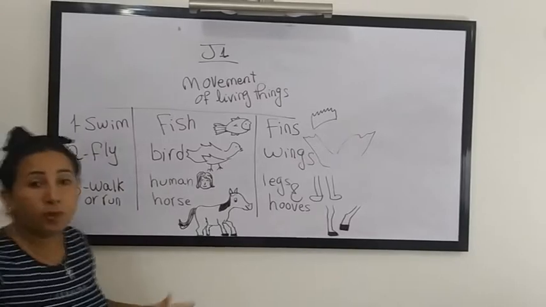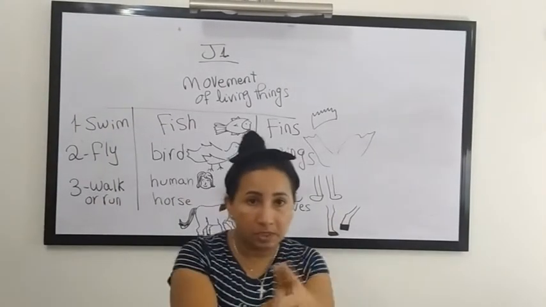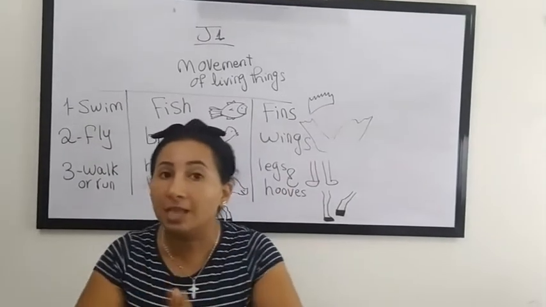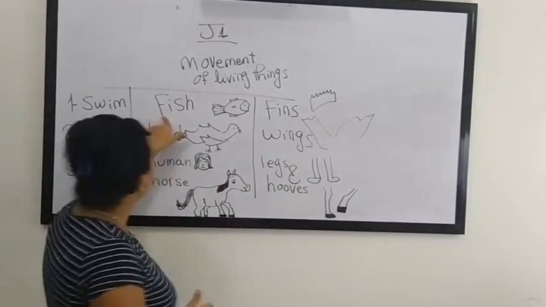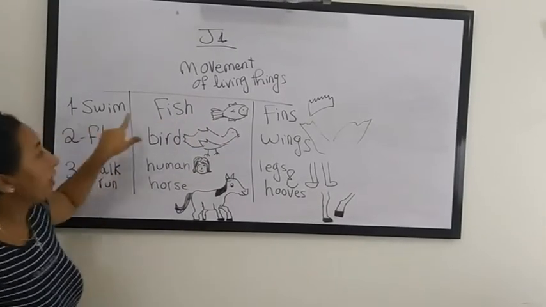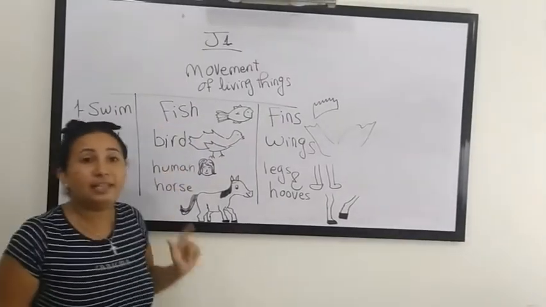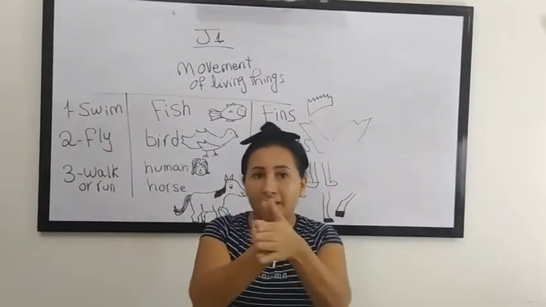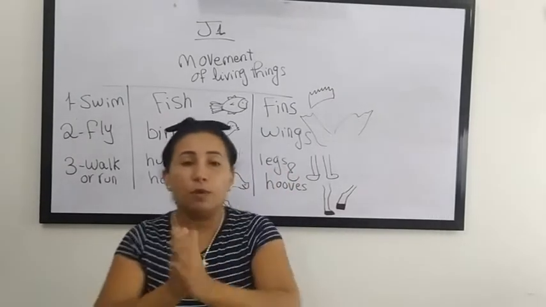Number one, swim. There are some living things that can swim, just like fish. So fish can swim. That is the movement of fish. Okay, let's imitate the fish. Yeah, like that. The fish swims like that.